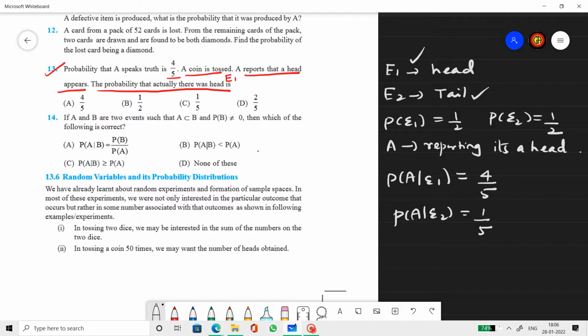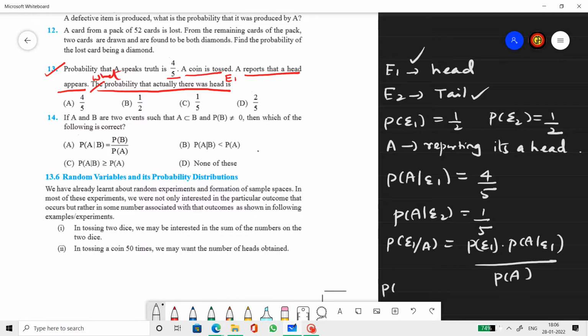Now what is being asked here? A reports that the head appears, then what is the probability? So you can add the word "what" here in order to understand, because what is the probability that it's a head? So it's E1 given A, P of E1 given A, which is Bayes' theorem. P of E1 into A given E1 by P of A.